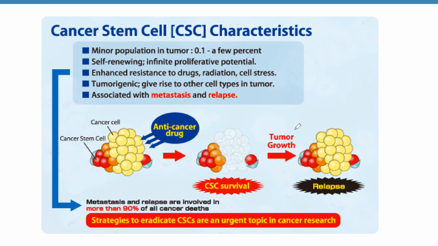So metastasis and relapse are involved in more than 90% of all cancer deaths. So 90% of people die from cancer because of either relapse, where we say the cancer came back, or metastasis, where these cancer stem cells spread to a different part of the body. So strategies to eradicate cancer stem cells are an urgent topic in cancer research.